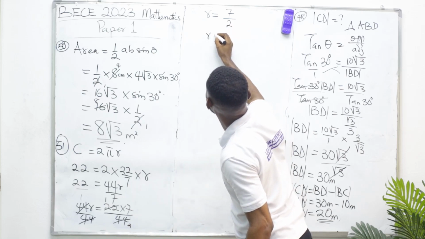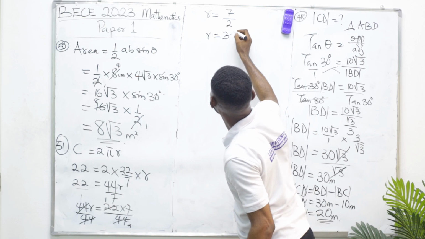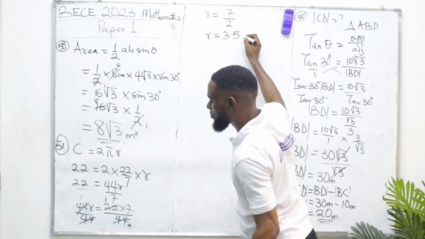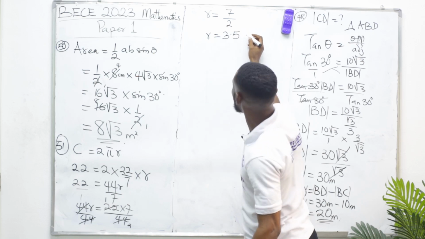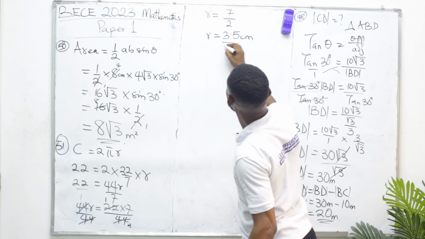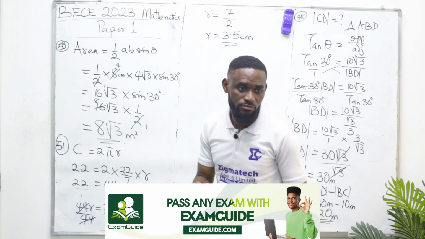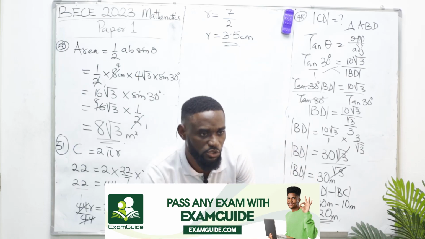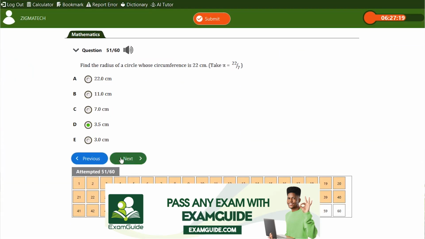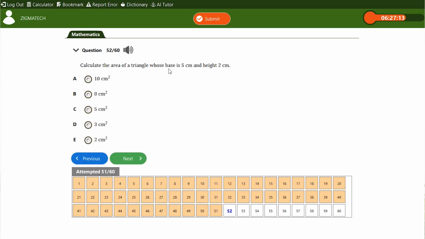So our r is equal to 3.5. Is it meters or cm? That is the value of our r: 3.5 cm, and that is option D. Okay, let's go to 52. 52 says, calculate the area of a triangle whose base is 5 cm and height. This is the one you're used to, not the previous type. This one is just straightforward.